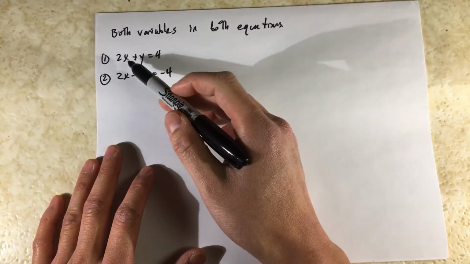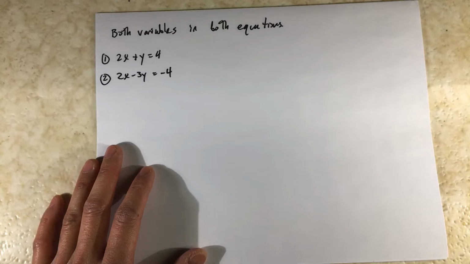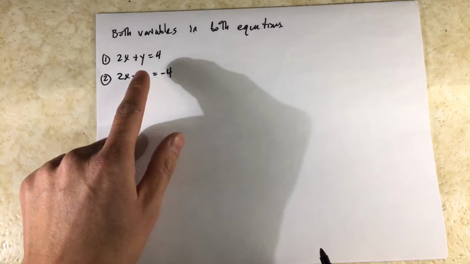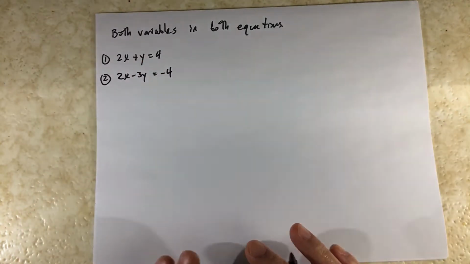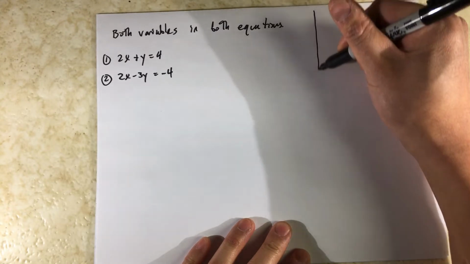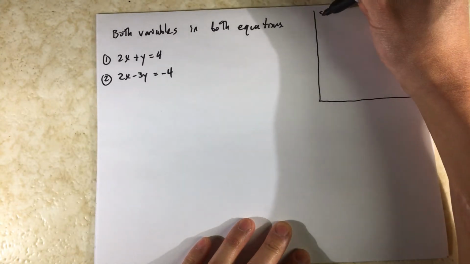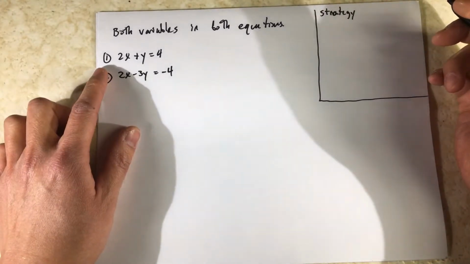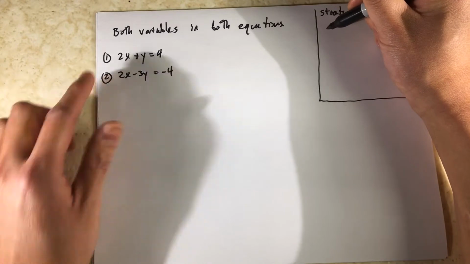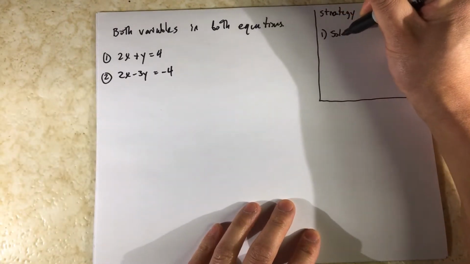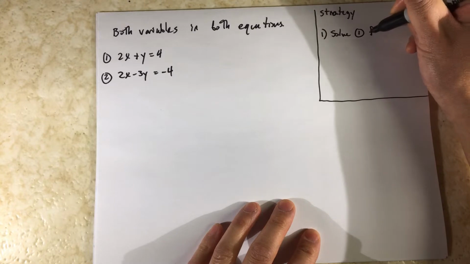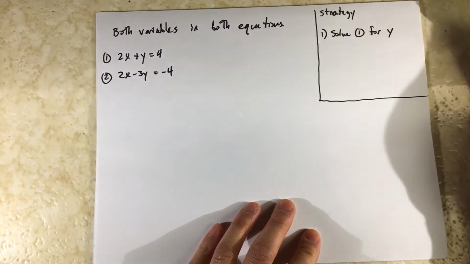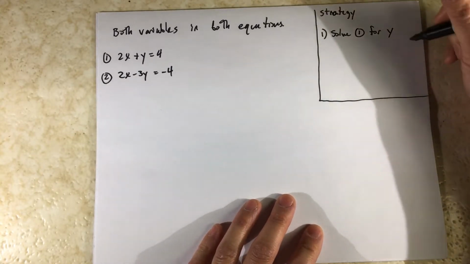But again, you can see we have x and y in both equations. All right, so basically the strategy is the same. We're going to solve for one of the variables in one of the equations, so maybe I'll just put that as a strategy over here. So here's our strategy. We're going to solve equation 1 for y, but we're not going to be able to solve it for y in terms of a number. We're going to have to solve it in terms of x.